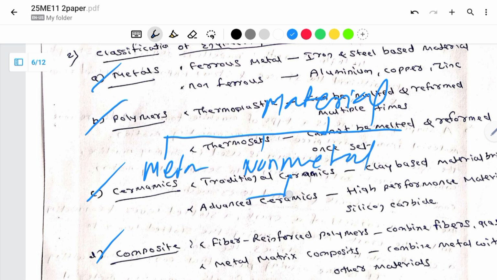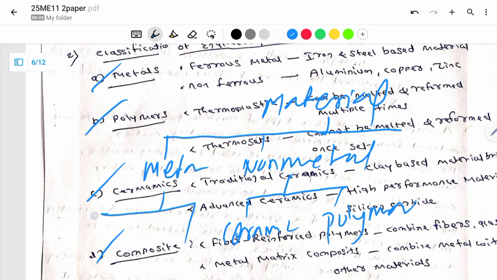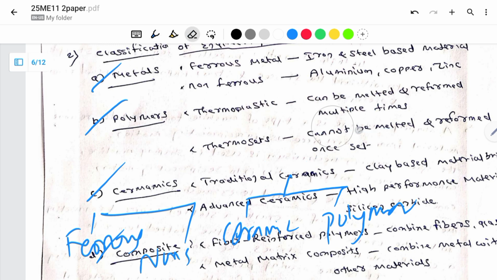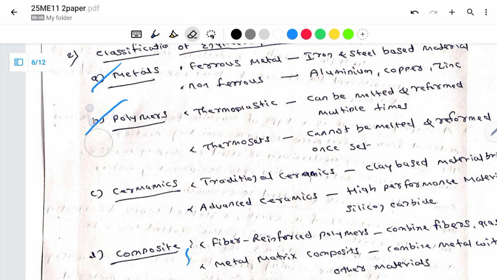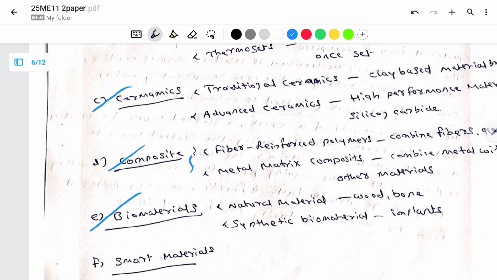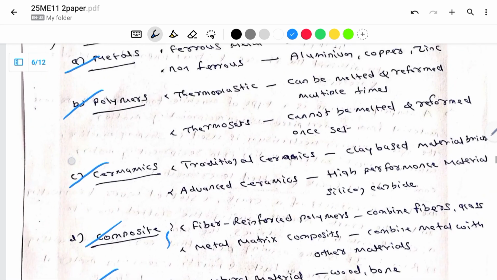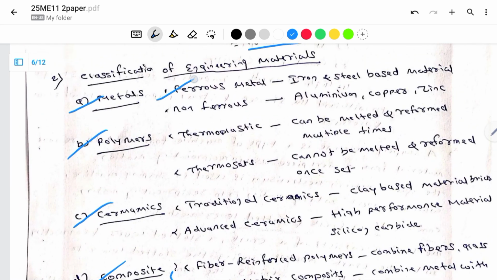So here in the non-metal you can write ceramic, polymer, or else in the metal you can write ferrous, non-ferrous. So like this you can also classify. But here, as we are having now, it has been classified into metals, polymers, ceramics, composites, biomaterials and smart materials. So in the metals you have two types, ferrous and non-ferrous.